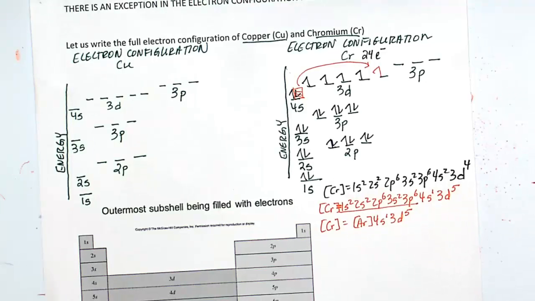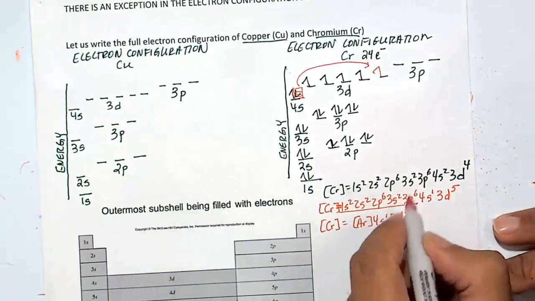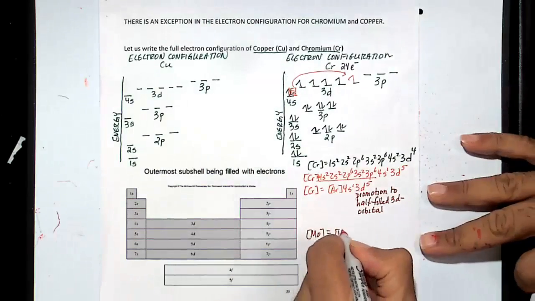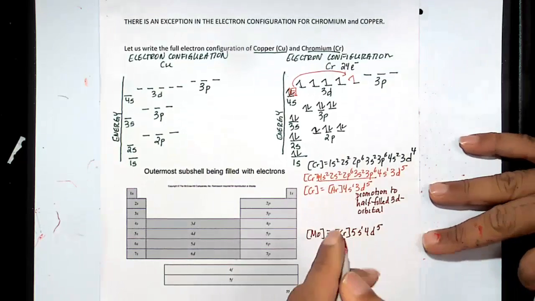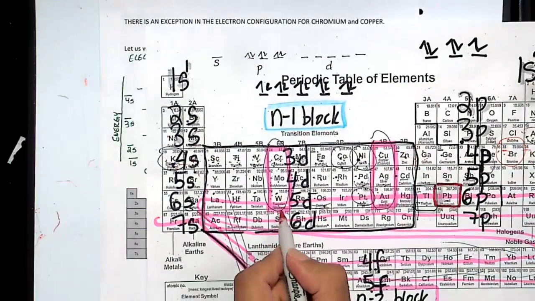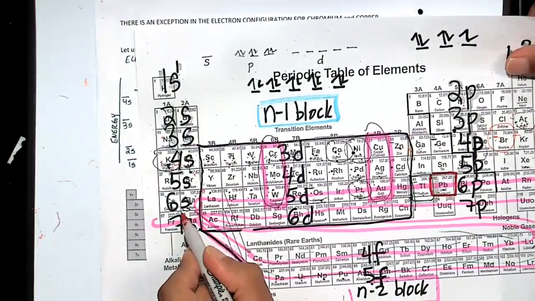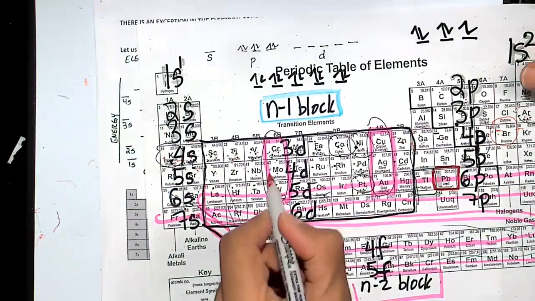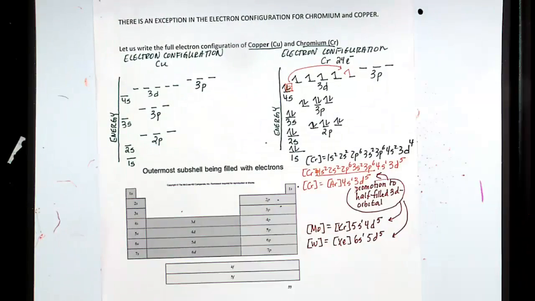Basically it's a promotion to a half-filled 3d orbital. Much more stable. So for molybdenum it's going to be krypton 5s1, 4d5. And along the same vein, tungsten is going to be xenon 6s1, 5d5, following along the lines of chromium. All right, everyone see that? So this is just some exceptions. This is just a better energy, lower energy, more stable.